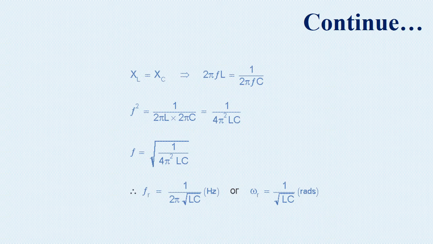So f squared equals 1 by 2πL multiplied by 2πC, which equals 1 divided by 4π squared LC. Then if we take the square root of this, f, meaning the resonant frequency, will equal the square root of 1 divided by 4π squared LC. So the resonant frequency equals 1 divided by 2π square root of LC.